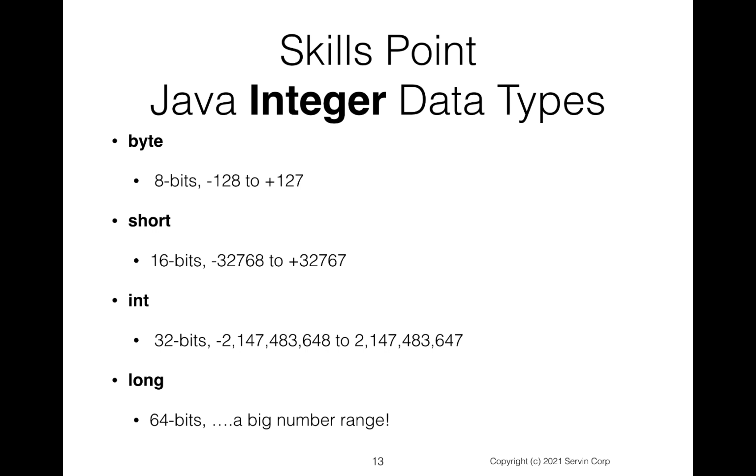All right, let's continue on. Let's look at the Java integer data types. We first have the byte. The byte gives us 8 bits. The value is going from minus 128 to positive 127.